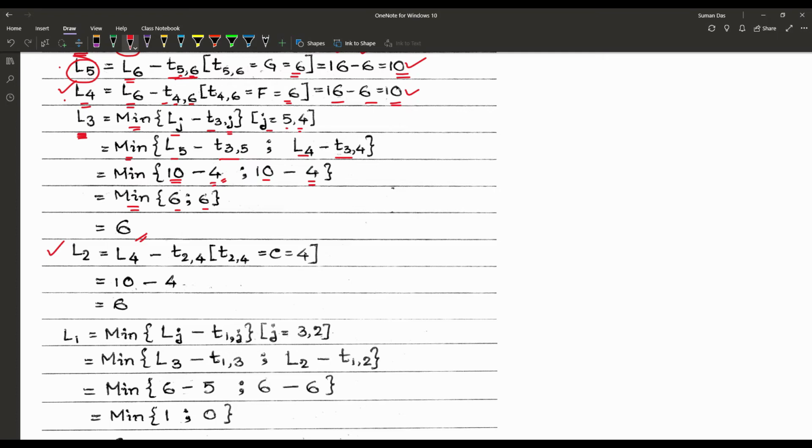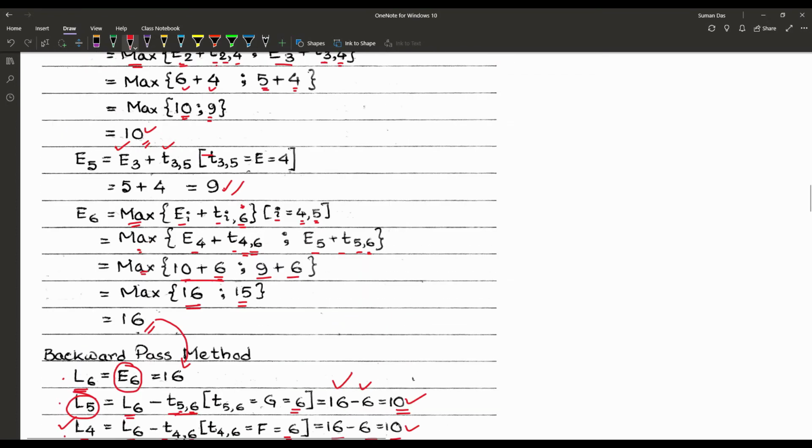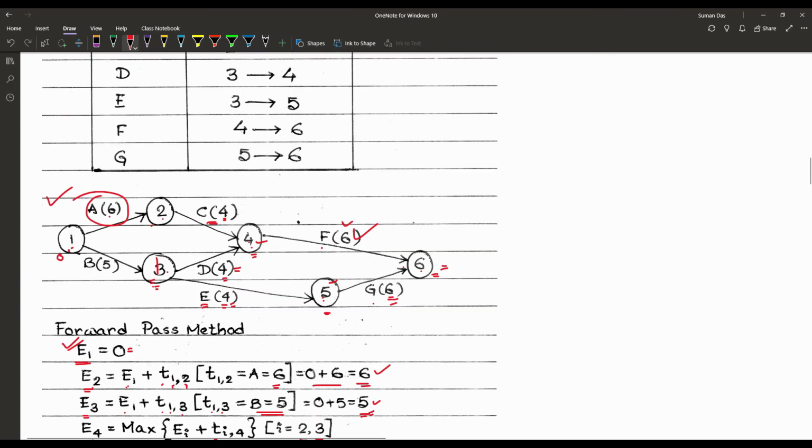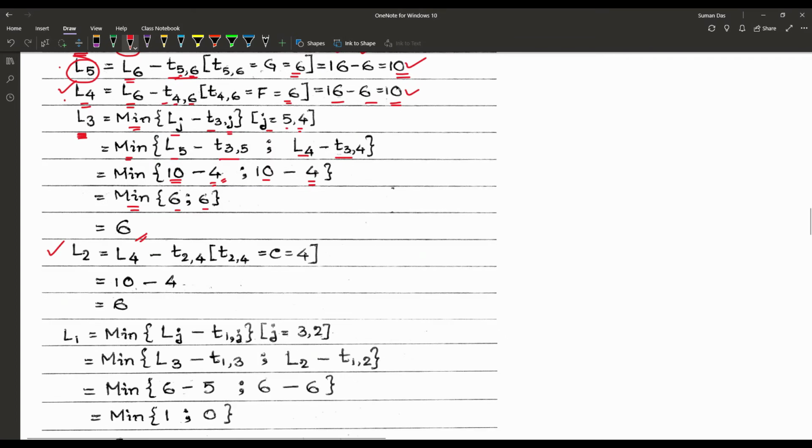Now node 2, that is our L2. We can reach node 2 only from 4, and the time is 4. So L2 must be L4 minus T2,4, and that is 4. L4 was 10, so 10 minus 4, that is 6.